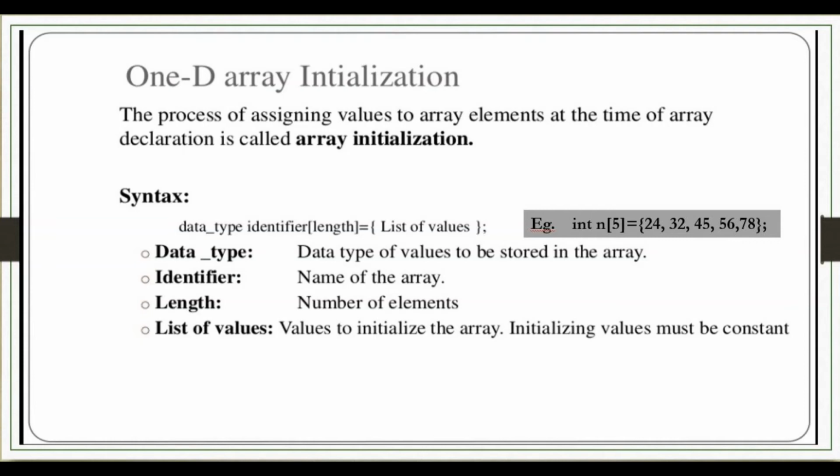As in the example, it is shown that we have declared an array n of type int, size 5 enclosed within the square brackets, followed by an assignment operator, and then we have assigned 5 values to it: 24, 32, 45, 56, 78, then the closing curly brace followed by a semicolon.